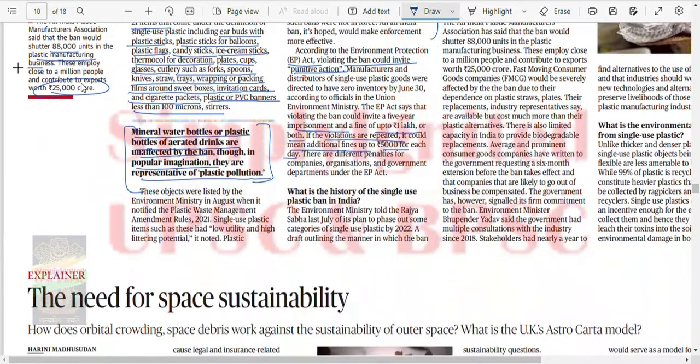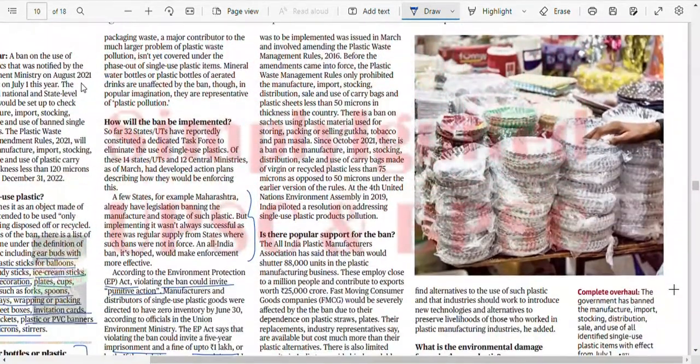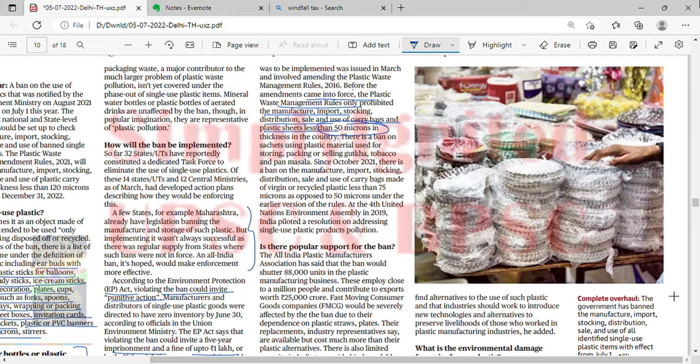History. What is the history? The Environment Ministry told Rajya Sabha last July that it planned to phase out some categories of single-use plastic by 2022. Before the amendment came into force, the plastic waste management rule only prohibited the manufacture, import, stocking, distribution, sale and carry of plastic bags of less than 50 microns. So it was only prohibited till 50 microns.